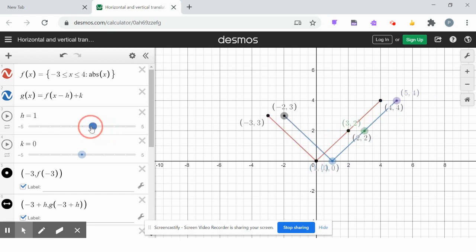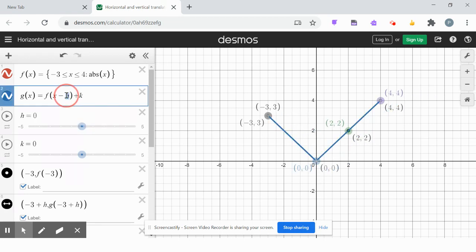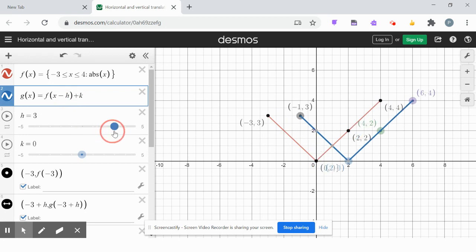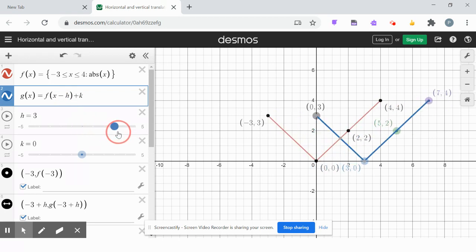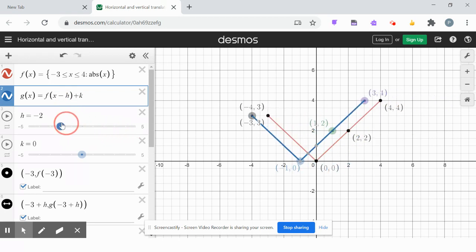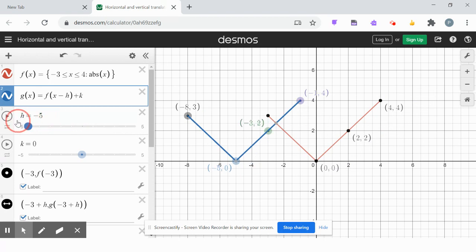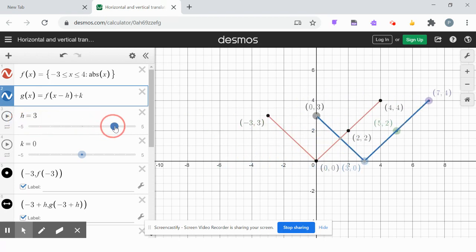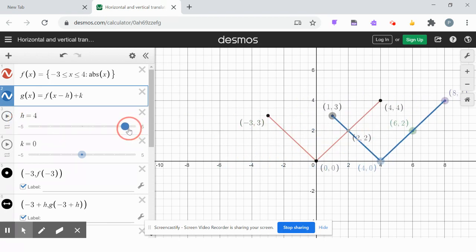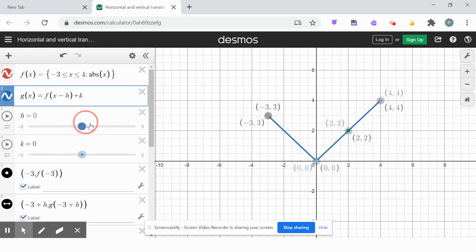If I start moving this h value, that's going to affect this number in the equation over here, and the graph is going to start moving left and right. If h is negative, the graph is going to move to the left. If h is positive, the graph is going to move to the right. So that's how this works. So, guys, hopefully this makes sense.